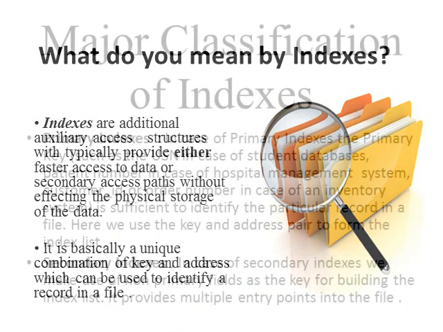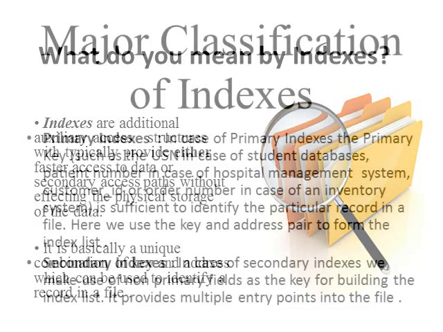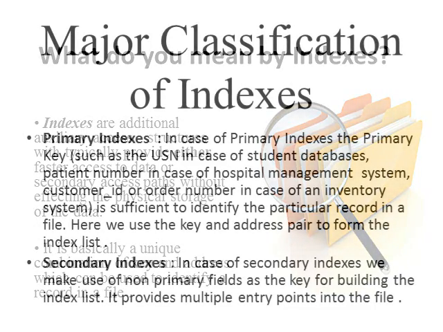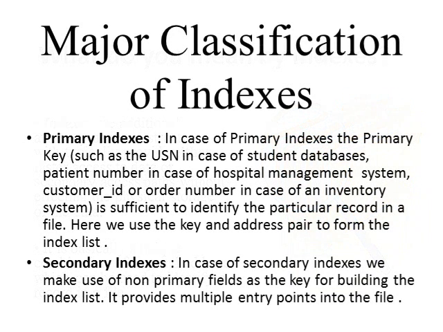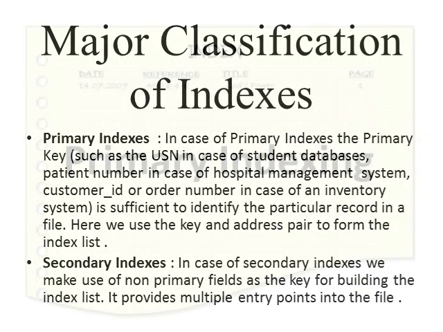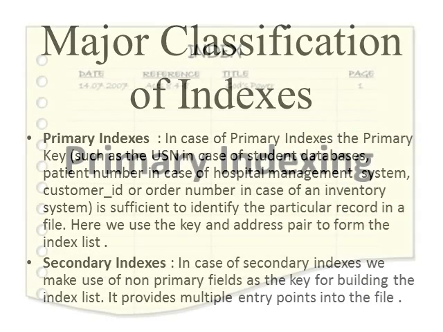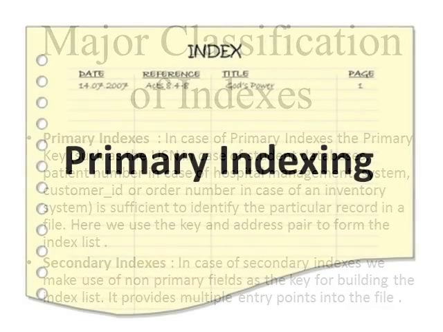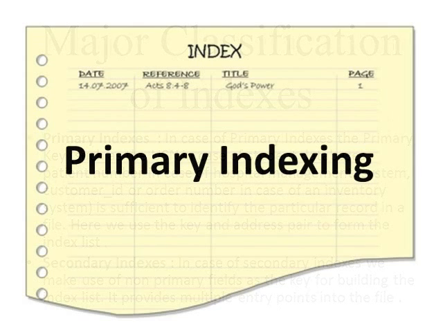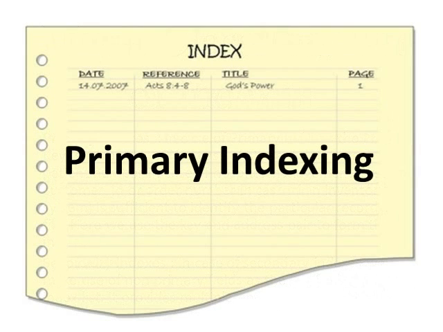It is basically a unique combination of keys and addresses which can be used to identify a record in a file. Now we'll move on to the major classification of indexes. First is primary indexes. In case of primary indexes, the primary key, such as the USN in a student database, patient number in a hospital management system, customer ID or order number in any inventory system, is sufficient to identify the particular record in a file. Here we use a key and address pair to form the index list.